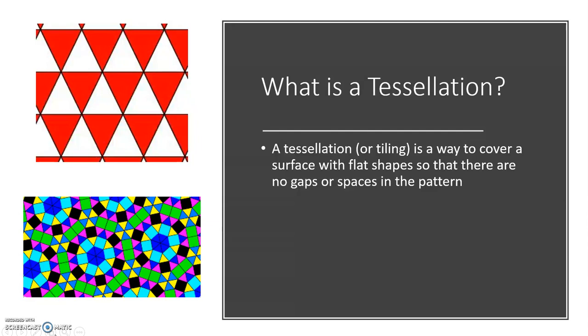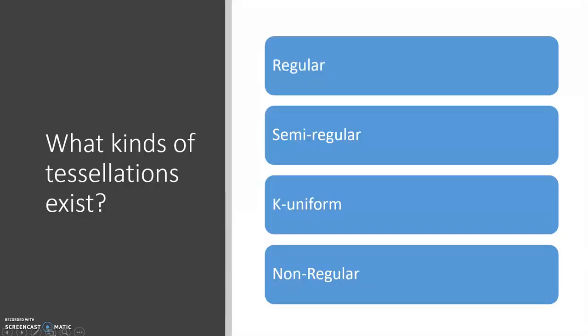At the top we see triangles that are connected together, and at the bottom you see a mixture of triangles and squares connected together to cover that space. There's no gaps, there's no overlap, and that's what we're looking for in a tessellation. So there's four kinds of tessellations that we're going to talk about. We have regular, semi-regular, K-uniform, and non-regular.